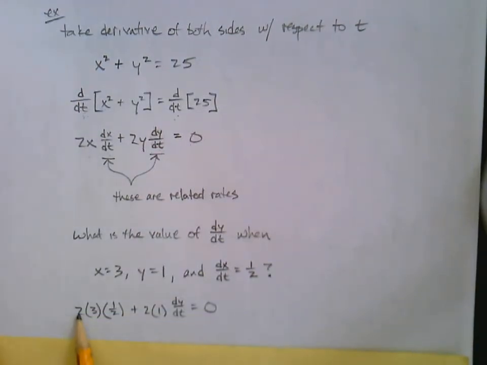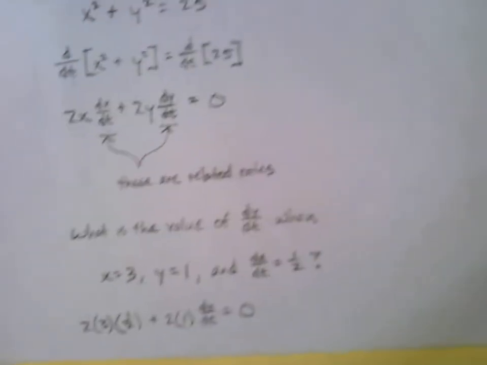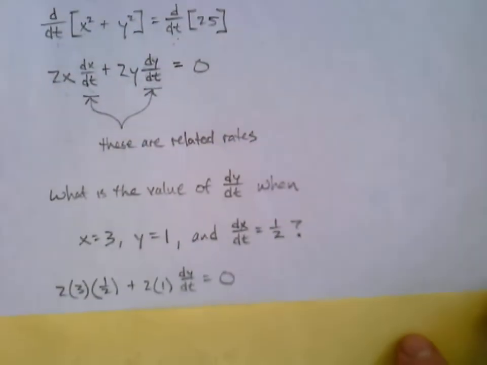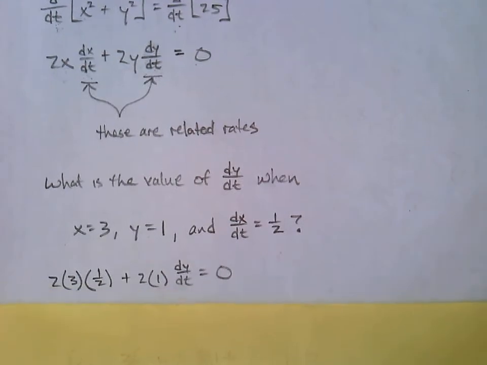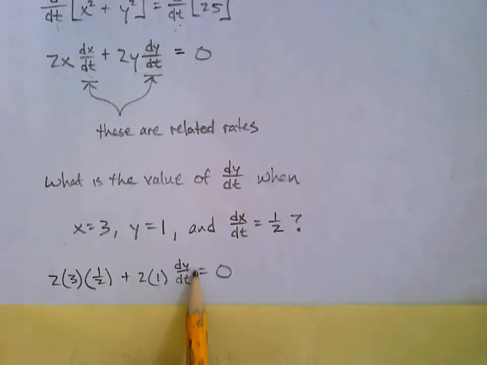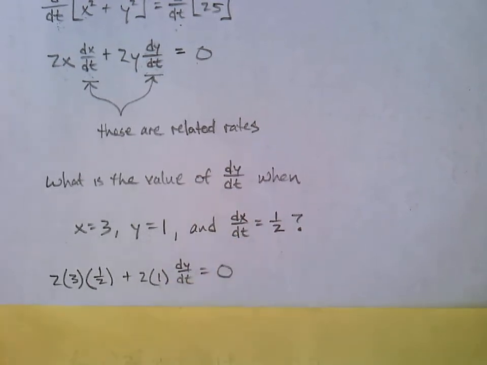So we'll plug in. We got 2 times, and we'll plug in the x is 3, dx over dt is 1/2, plus 2 times y, we were told, is 1, and we'd like to know the value of dy over dt. Bring this in a little closer. You think, okay, well, we treat dy over dt and dx over dt just like they're a constant, right? Not a constant, like a variable. They could be assigned a value. That entire thing can be assigned one value. So now we want to know the value of dy over dt.